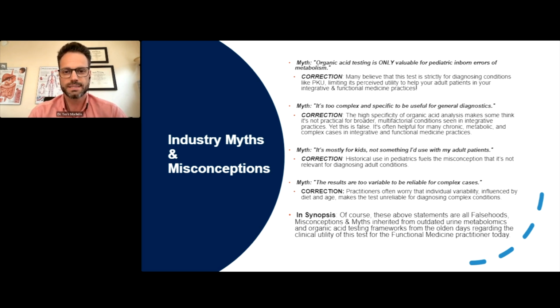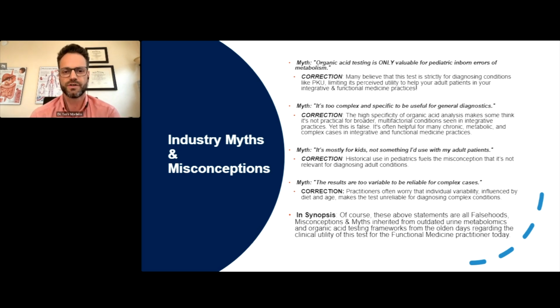It's too complex and specific to be useful for general diagnostics. I understand that nutritional biochemistry and biochemistry may be very complex for a lot of us. It definitely takes some time to wrap your head around if it's not something that you've done a lot in the past or don't recall, or maybe you're doing other tests, and to learn a new test is why we're all here today, right? Or relearn a new and improved test, if you will.